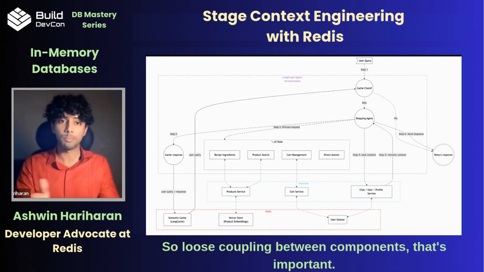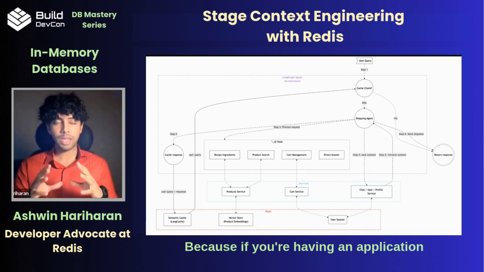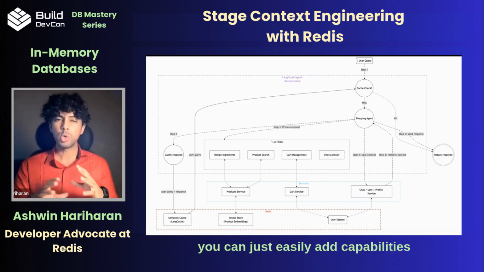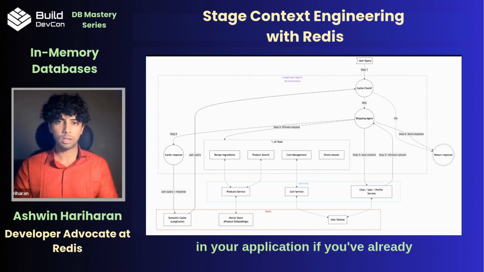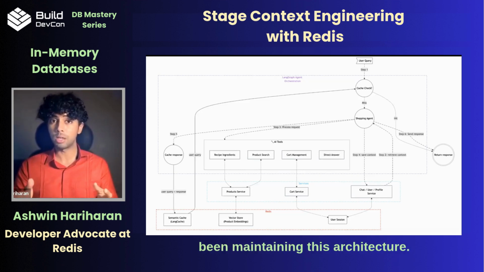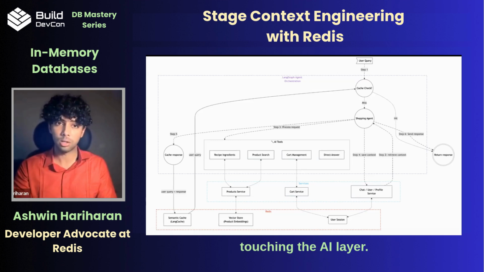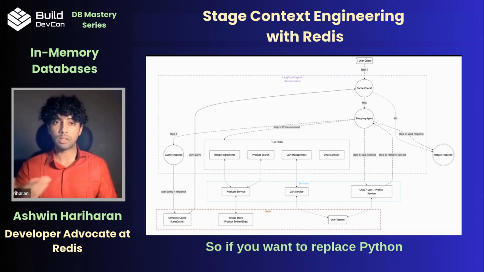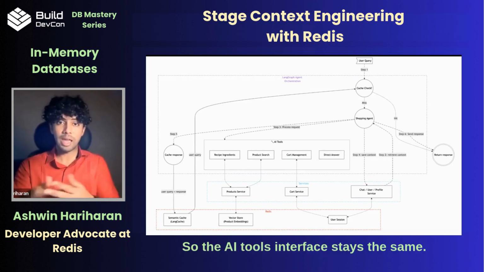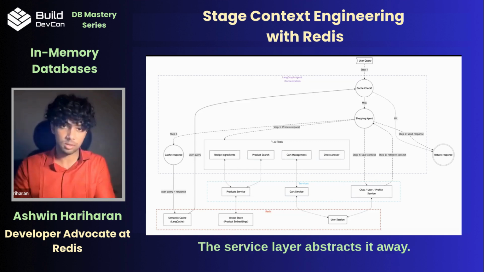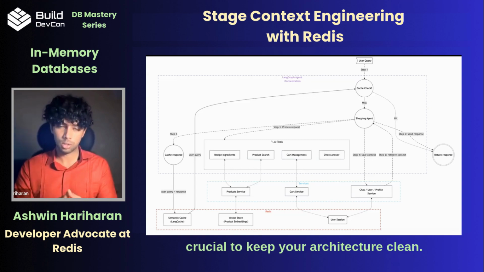So loose coupling between components, that's important. So why is this important? Because if you have an application existing today, you can easily add capabilities like Redis and introduce AI in your application if you've already been maintaining this architecture. You can also switch frameworks tomorrow without touching the AI layer. If you want to replace Python with something else, or replace Express.js, go ahead. The AI tools interface stays the same. The service layer abstracts it away, right? And this is becoming very crucial to keep your architecture clean.